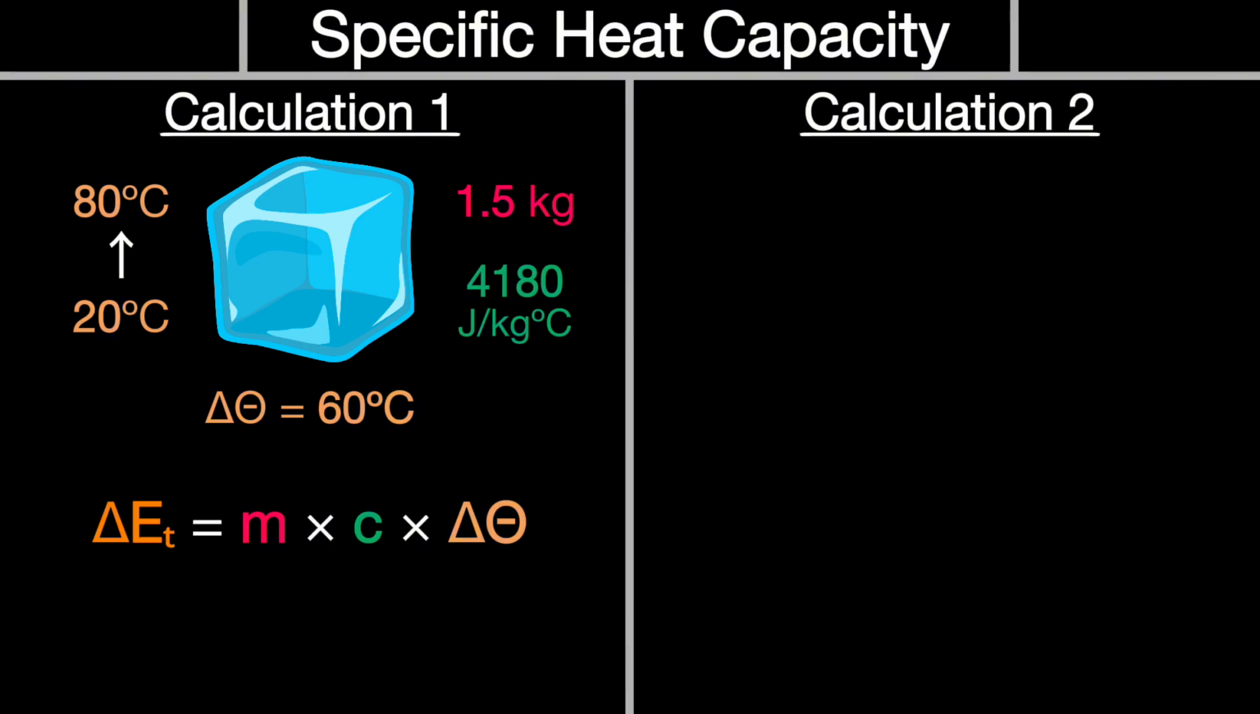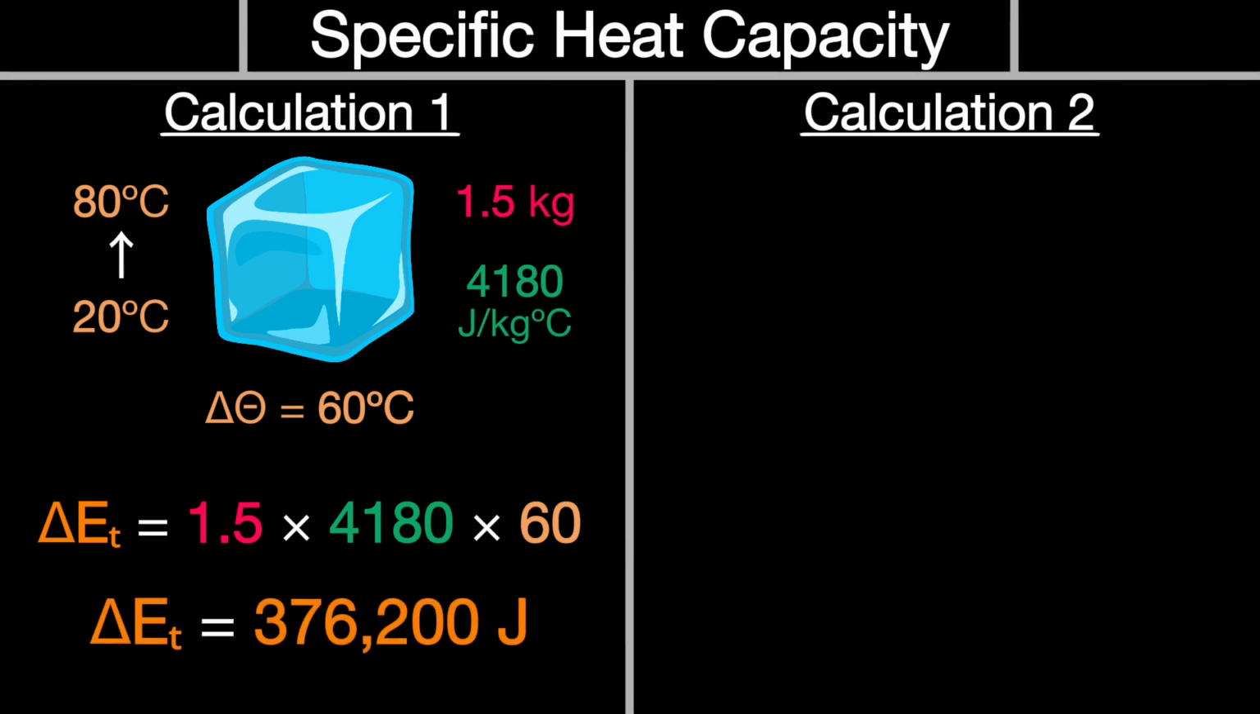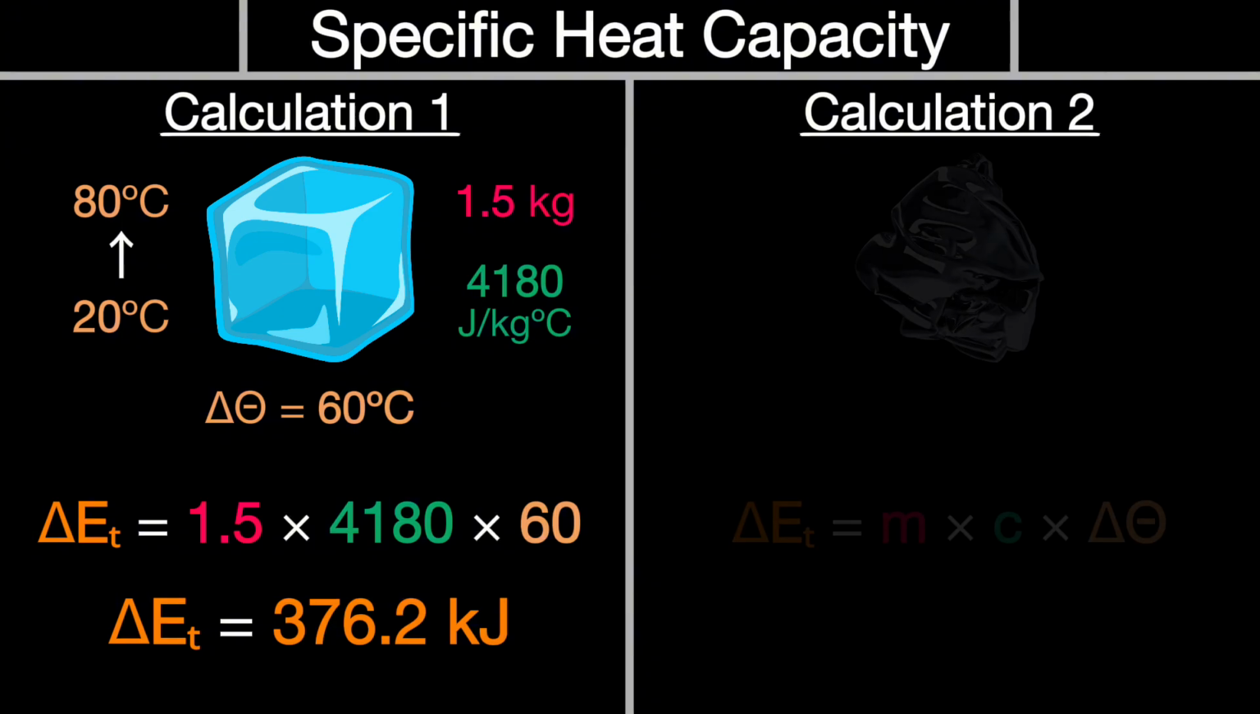Now you can substitute the values into the formula to get the change in thermal energy equals 1.5 times 4,180 times 60. Type this into your calculator to get a final answer of 376,200 joules, or 376.2 kilojoules, which is the change in thermal energy when the block of water is heated.